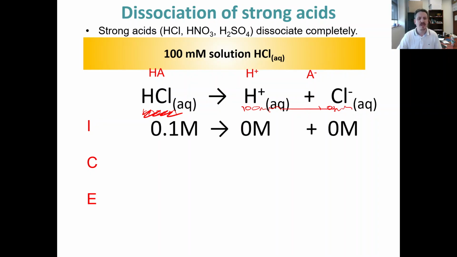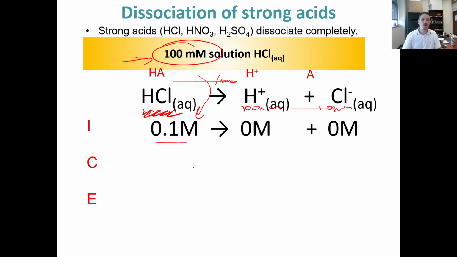So the initial is that we start out with 0.1 molar. Remember, I said that we always want to do it in molar in this case. There's a case later when it actually doesn't matter. We'll get to that right at the end when we do the mixtures. But for now, we want to make sure it's converted into molar, so that we can express the H+ in molar for the pH calculation. So 100 millimolar, divide by 1000 to convert into molar.